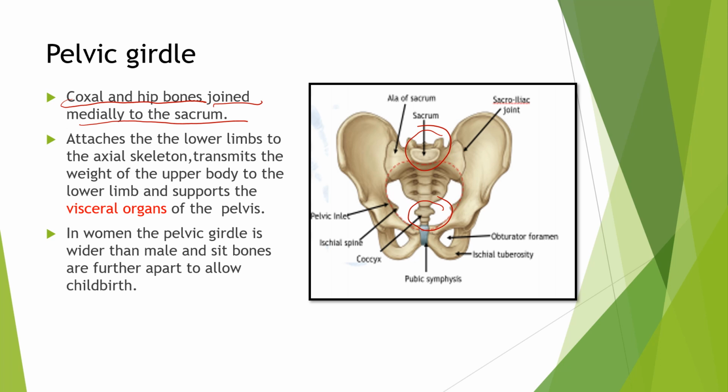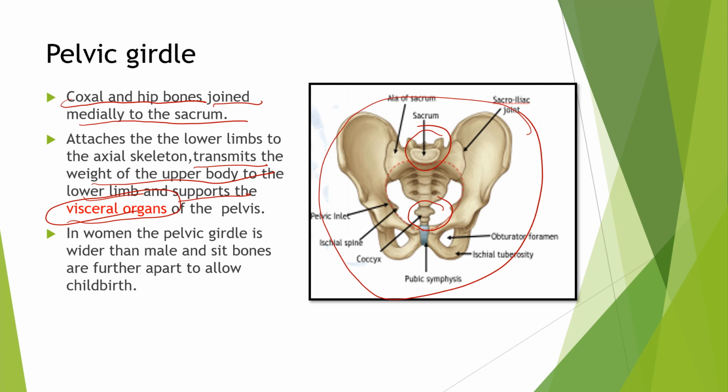Now this pelvic girdle, what is it doing? It is attaching the lower limbs to the axial skeletal system. So this part is attaching the lower limbs to the axial skeletal system, and it is helping us to transmit the weight of the upper body to the lower body and supports the visceral organs. So what are the visceral organs of the pelvis? The visceral organs are the internal delicate organs, that is, the reproductive organs. So the visceral organs are being supported by the pelvis.